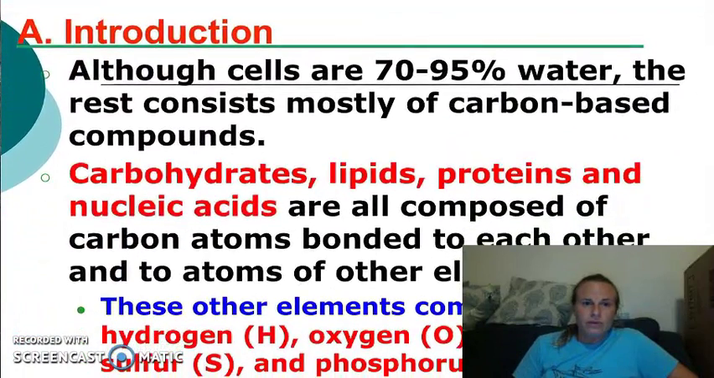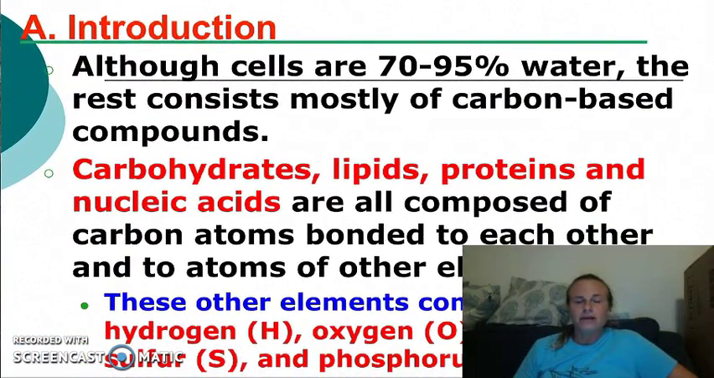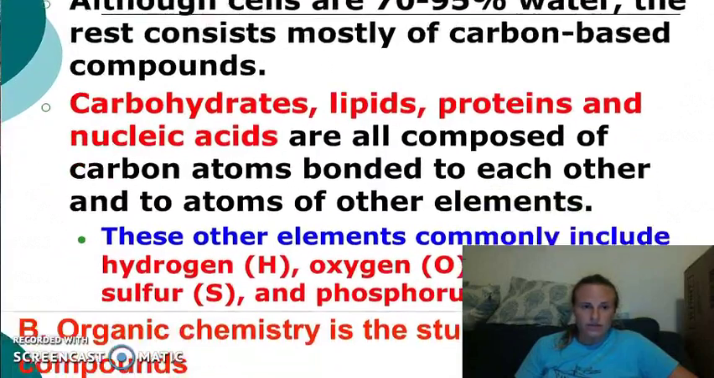So last unit we learned that water makes up about 70 to 95% of our cells, but what's the rest of it? Well, the rest of it is mostly carbon-based compounds, those compounds being carbohydrates, lipids, proteins, and nucleic acids. And besides carbon, the other elements that make up those compounds include hydrogen, oxygen, nitrogen, sulfur, and phosphorus.